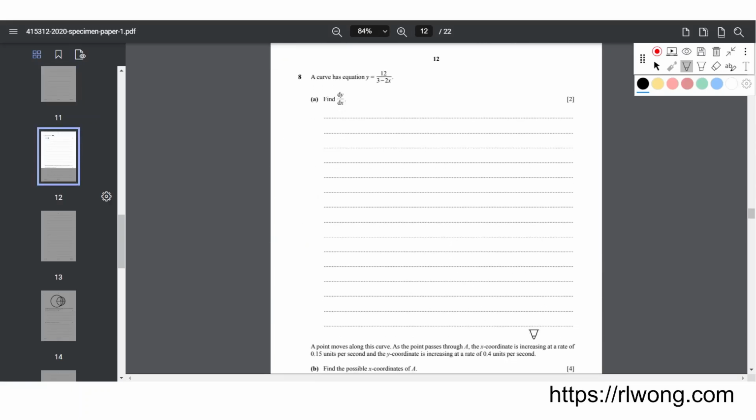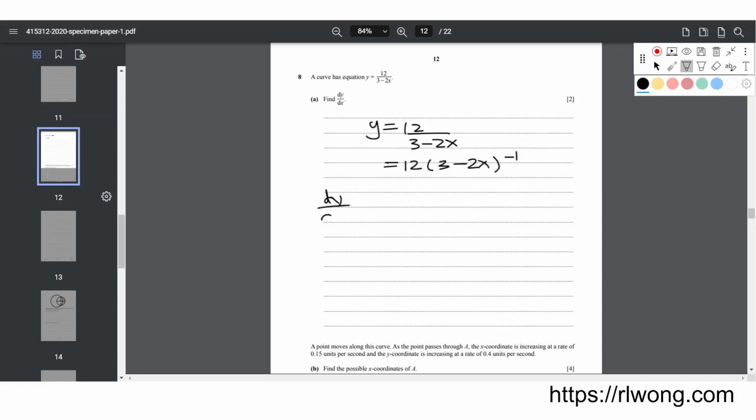Okay, moving on to question 8. Question 8 is a differentiation question. So you are given y equals 12 over 3 minus 2x. You are asked to find dy/dx. So if y equals 12 over 3 minus 2x, I can write it as 12 times (3 minus 2x) to the power of minus 1.